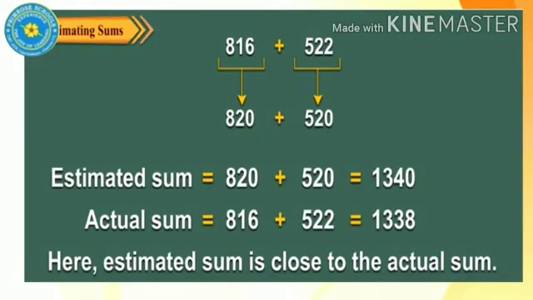816 plus 522. Now again, 816 can be rounded off as 820. 522 can be rounded off as 520. Now the estimated sum would be 820 plus 520, that is equal to 1340. Now the actual sum would be 816 plus 522, which will be equal to 1338. Now 1338 and 1340, when you compare both the numbers, the estimated sum is close to the actual sum.